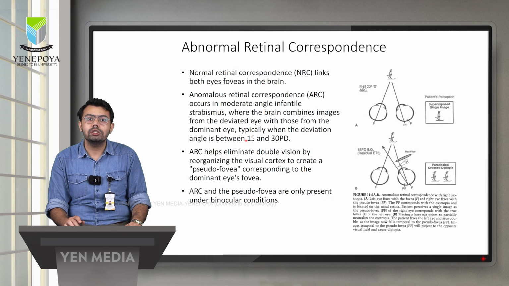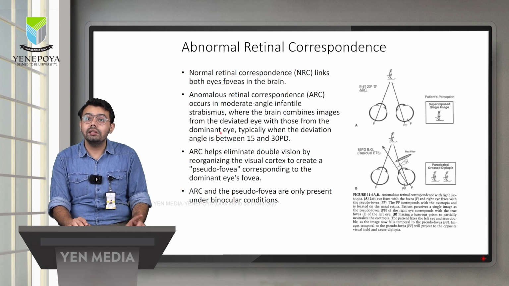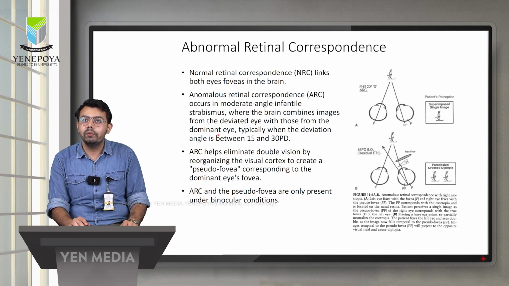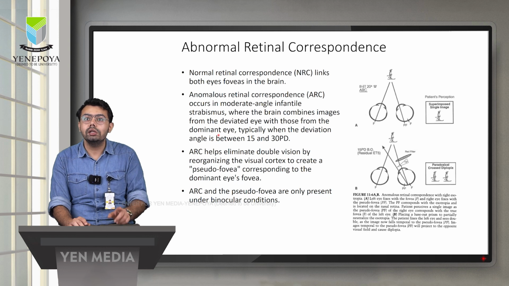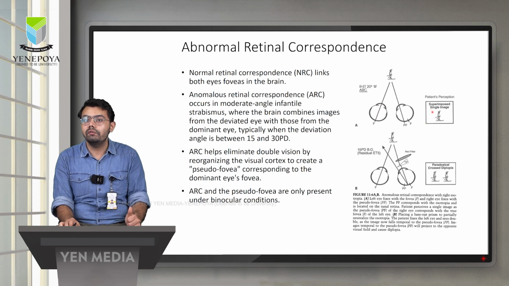But abnormal retinal correspondence is a condition in which, in the normal eye, the image is falling on the fovea, but in the deviated eye, the image is not falling on the fovea, rather on a new point which is called the pseudofovea. But the brain is fusing the image from the fovea and the pseudofovea, and the patient gets to see only one single image. So this is also a condition in which the brain suppresses the fovea image, but the pseudofovea is there and the patient gets to see one image to avoid diplopia.